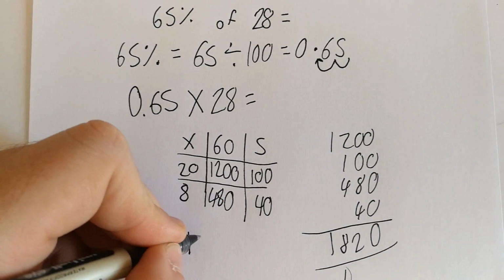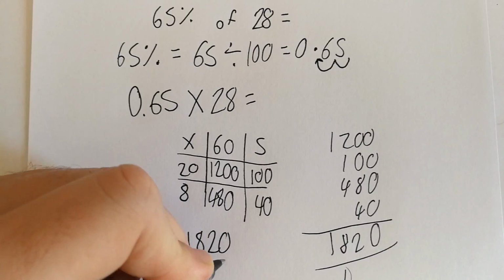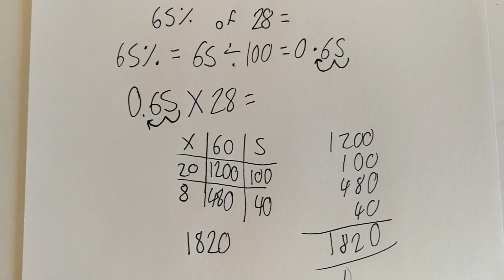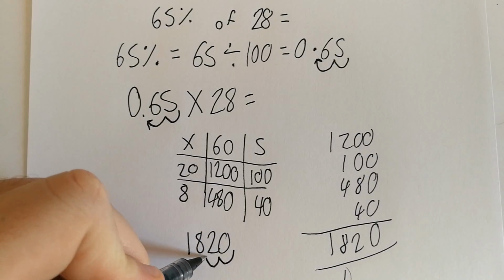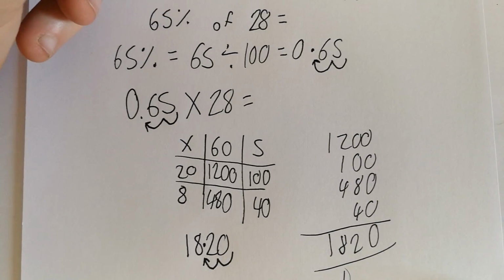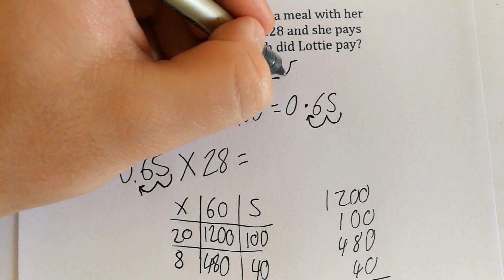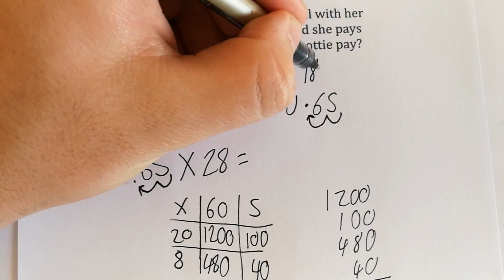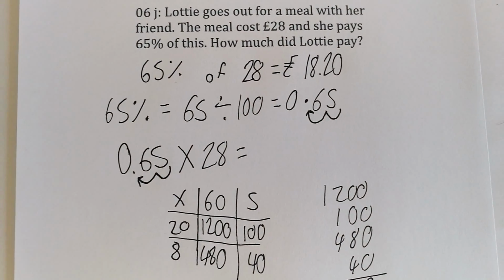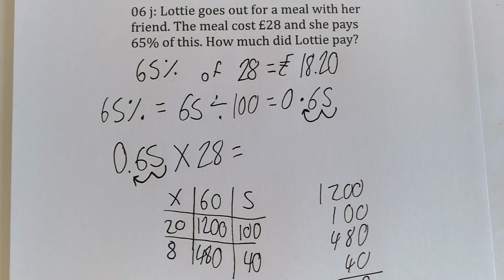So we've got 1,820, but then we need to move our decimal point twice. We've got to put little arrows in there. So we're going to do the same here, 1, 2. So the decimal point is now in the middle. So how much did she spend? Well, she spent £18.20.